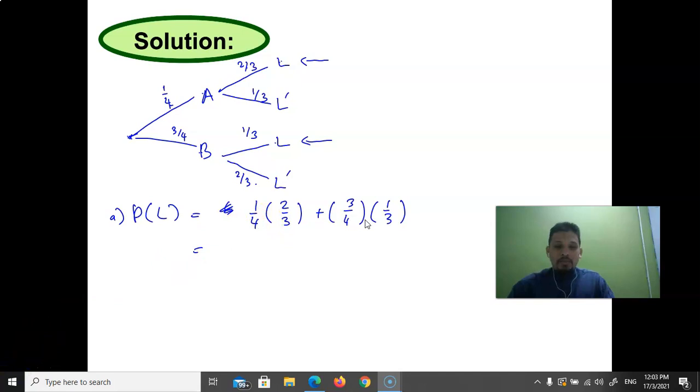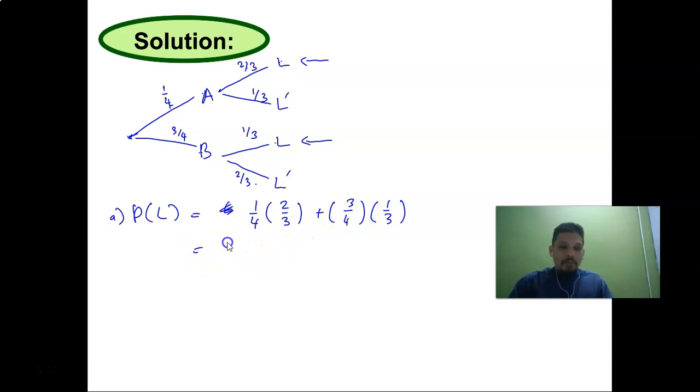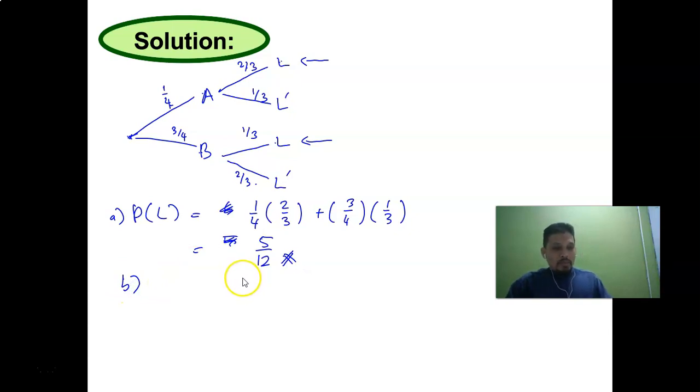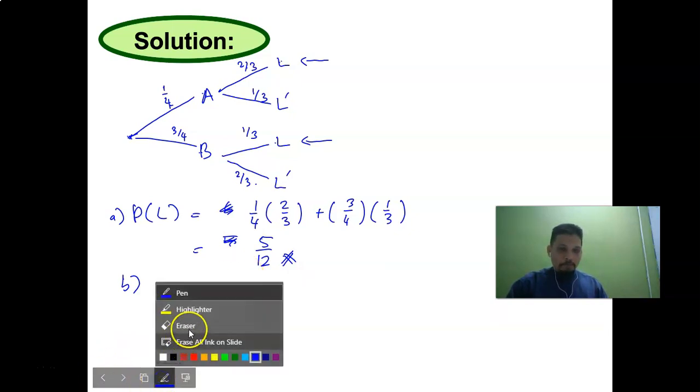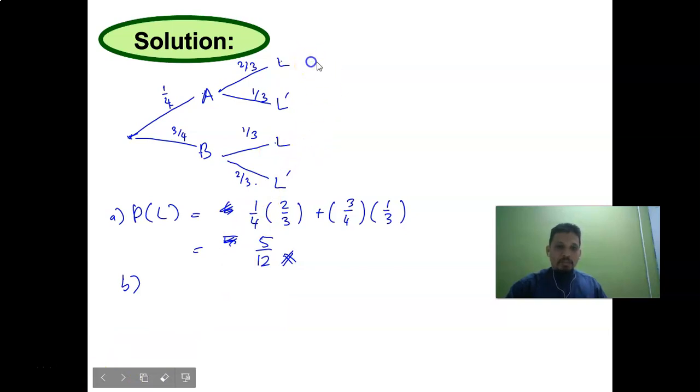Okay, so if you count it manually, it's okay, but if you use a calculator it gives you 5 over 12. Okay, and question B, what's question B then? Given that he is not late for work. Okay, before that, for question B, given that he is not late for work, what is the probability that he chooses route B?